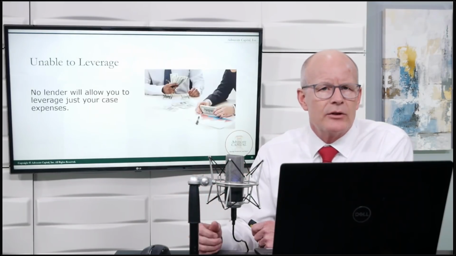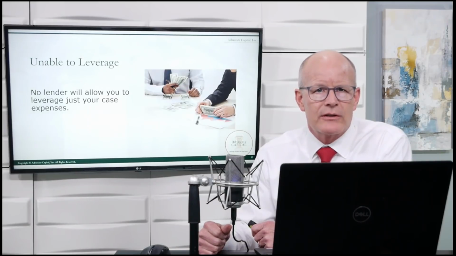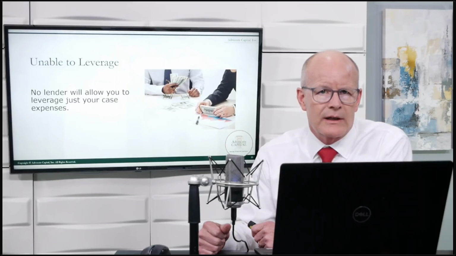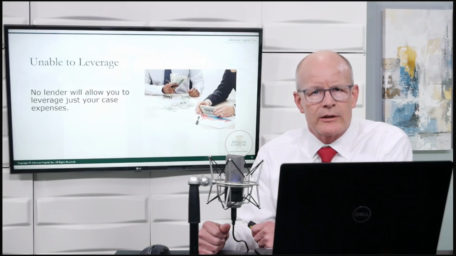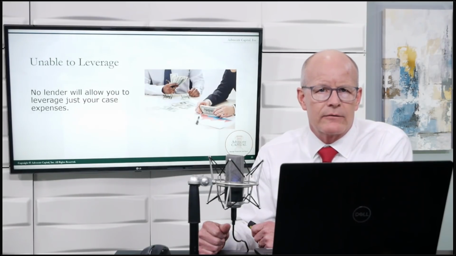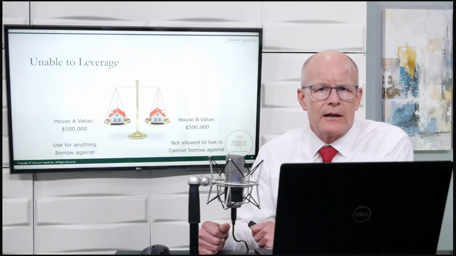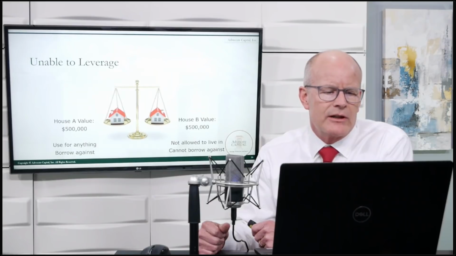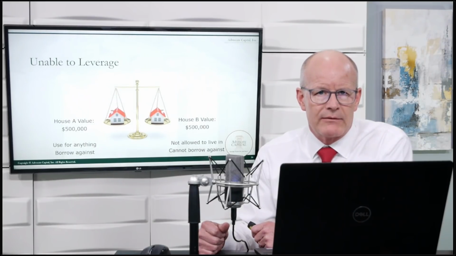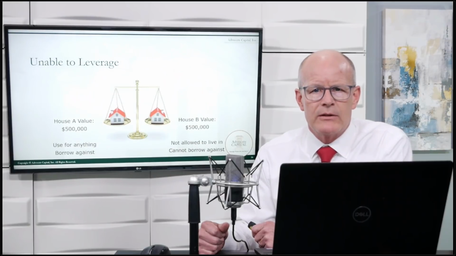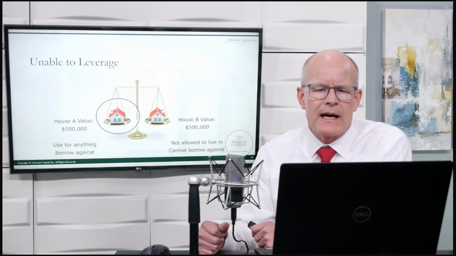So unfortunately, no lender is going to allow you to leverage just your case expenses, right? They may just put a lien on your accounts receivable, but most likely they're going to want to put a lien on all assets at the law firm, maybe even some of your personal assets. So the inability to leverage, as I mentioned, here's that example, house A or house B, which would you rather have? A, of course, you can borrow against, B, you can't. So the difference is because of the ability to leverage that.